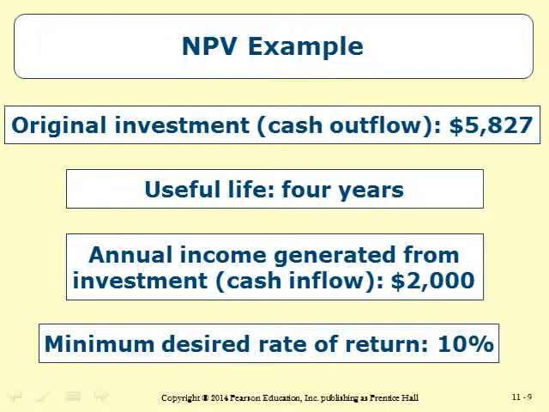So this gives us the information we need now in order to calculate the net present value of these cash flows, and in this case it's the $2,000 cash inflow associated with the $5,827 investment in equipment, which has a useful life or is expected to last 4 years based on this minimum desired rate of return of 10%.